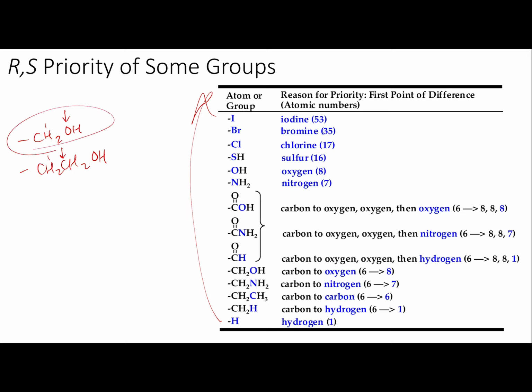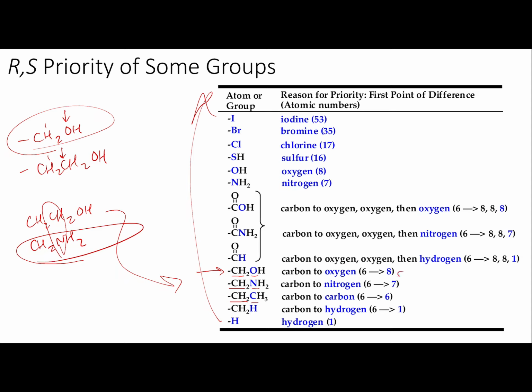Let's try another one. CH2CH2OH and CH2NH2. Should be easy. Nitrogen is higher up, so you can use this table. You can see CH attached to an O is higher priority than a CH on an N or a CH with a C, which is what we get here. We get a tie between the N and the C, so nitrogen gets higher priority.